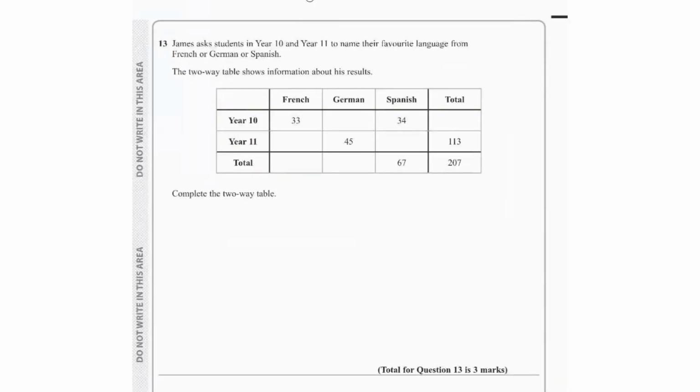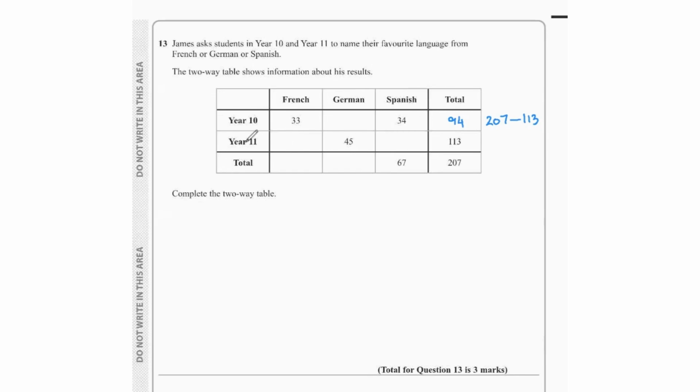Question 13 says, James asked students in year 10 and year 11 to name their favorite language from French or German or Spanish. The two-way table shows information about the results. Complete the two-way table. So we have a total of 207 people and a total of 113 for year 11. So you can find the total of year 10 students by doing 207 minus 113, which is going to give us 94. Now over here, we have a total of 67 for people who like Spanish. And from year 10, there are 34 people who like Spanish.